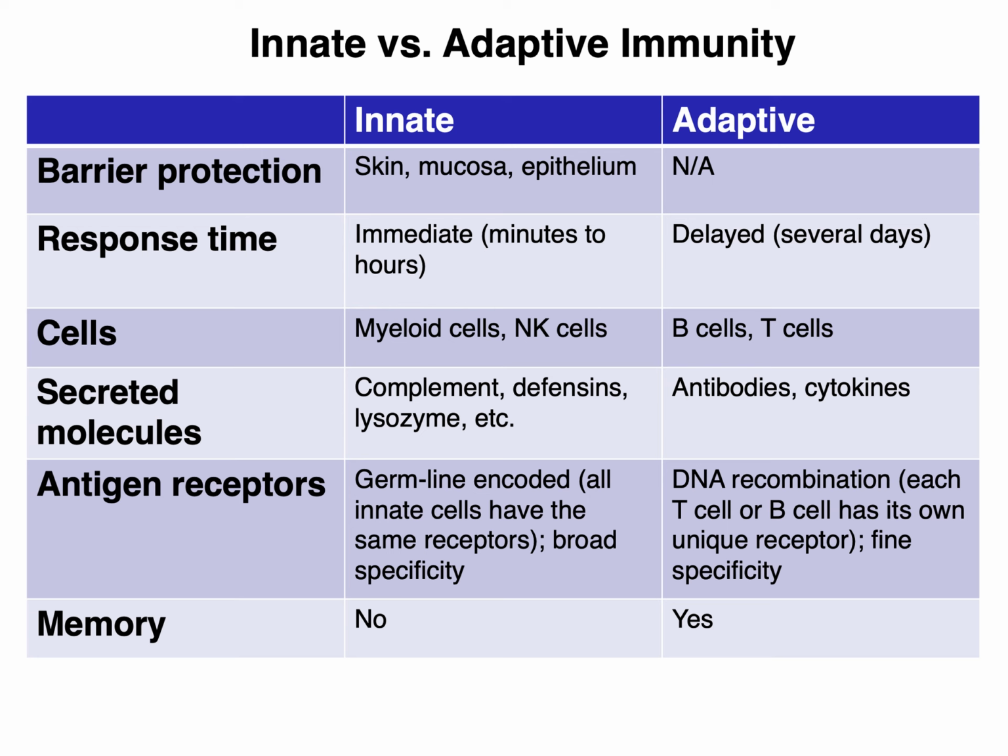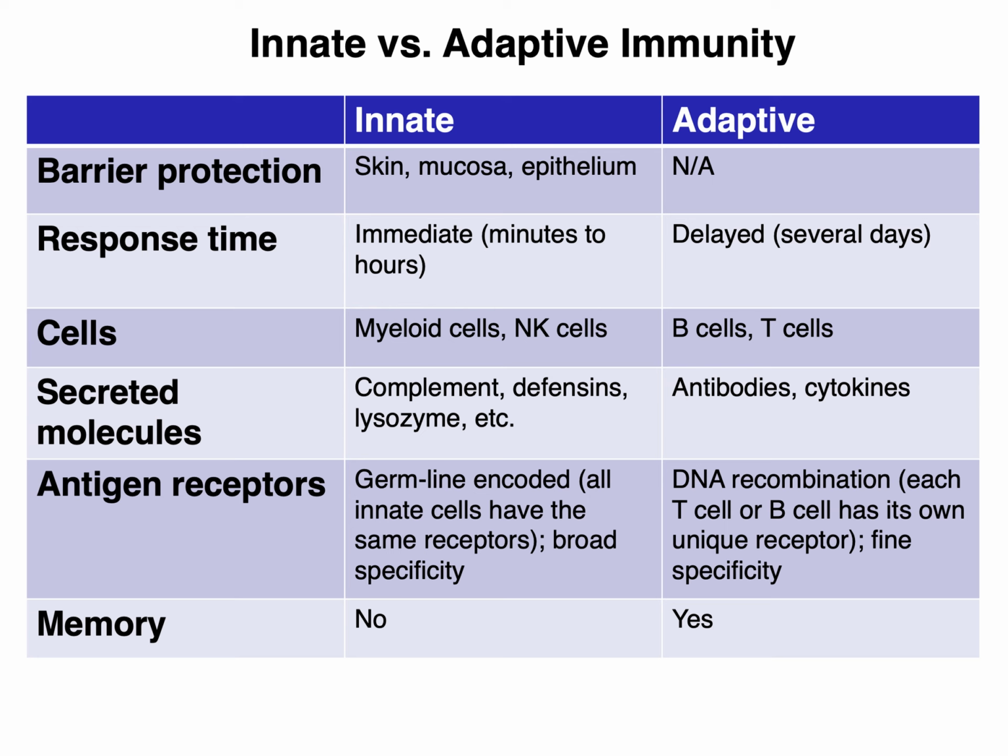But some key differences also occur that help us understand the innate and adaptive immune response. Innate immune responses happen immediately, within minutes to hours after exposure to a pathogen. And this can involve cell types such as myeloid cells and natural killer cells. Whereas adaptive immune responses take several days to get going and typically involve B cells and T cells.